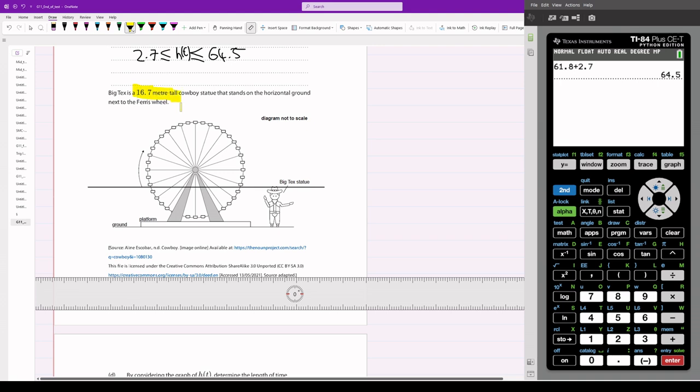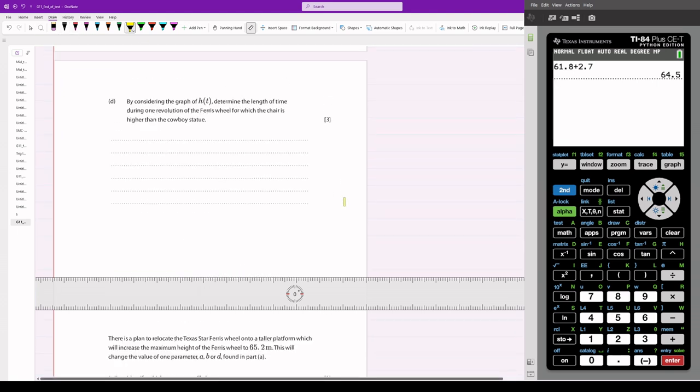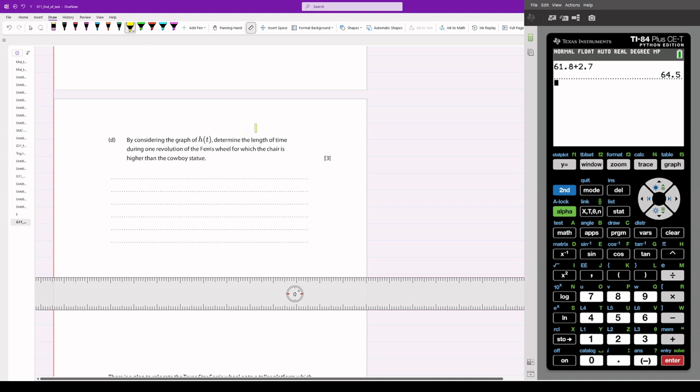And I would like to know, sorry, let's just read the question. I would like to know the length of time for which a chair is higher than the cowboy statue.